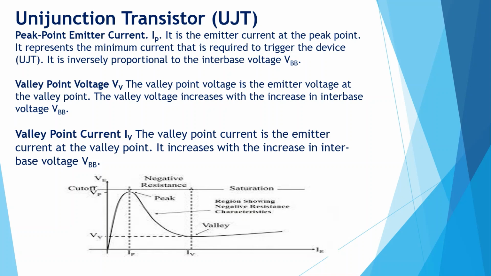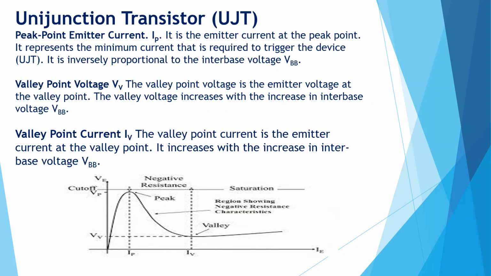Three other important parameters of the UJT are IP, that is the peak point emitter current, then the valley point voltage VV, and the valley point current IV. The peak point emitter current IP is the emitter current at the peak point. It represents the minimum current that is required to trigger the device, right? So the minimum amount of current which will be required to reach this peak point is called the peak point emitter current. It is inversely proportional to the inter-base voltage VBB, of course.